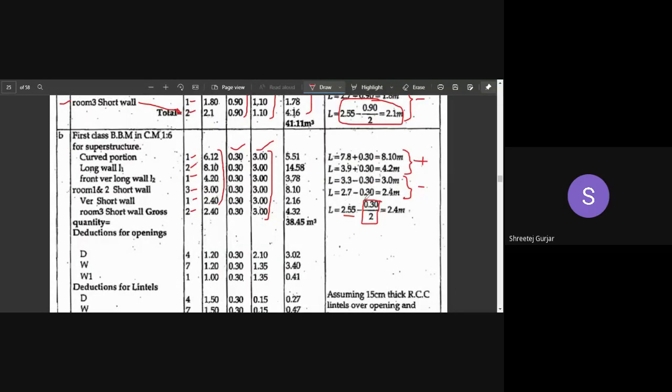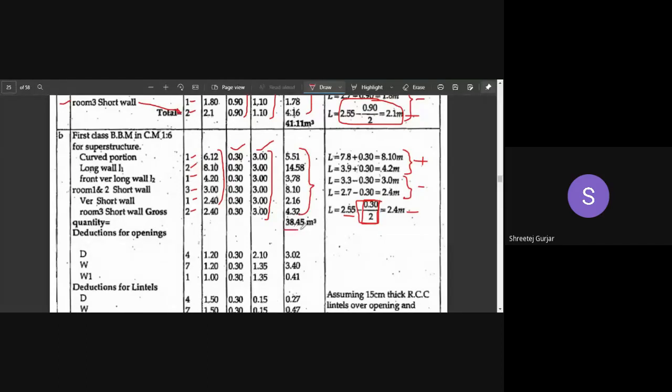So for S3, remember, only once you have to reduce half of your wall thickness, because only one wall is present and one wall is absent. This is one thing you have to remember. Using this, we can calculate our first class brickwork.